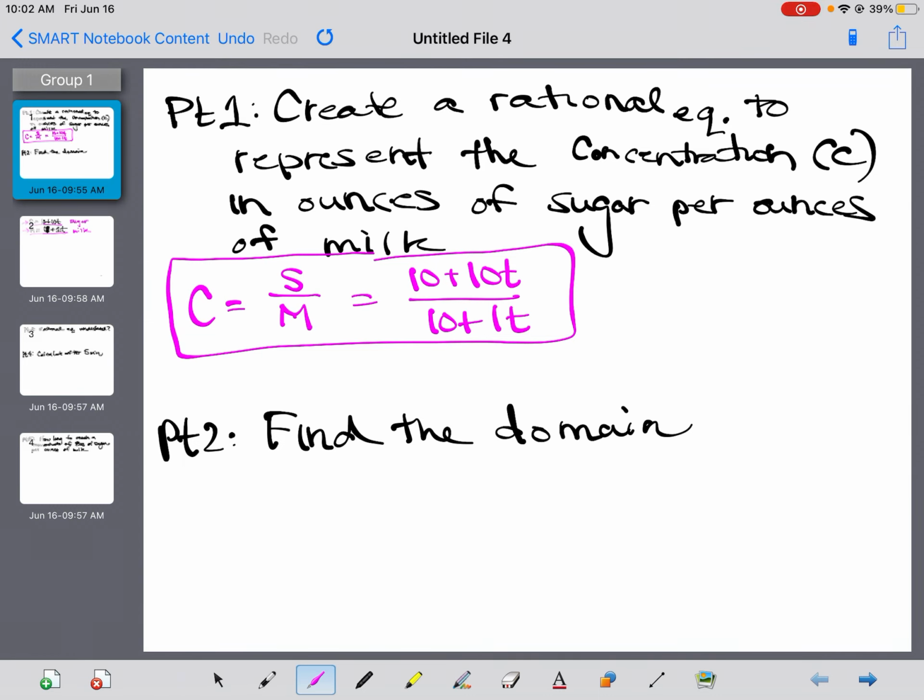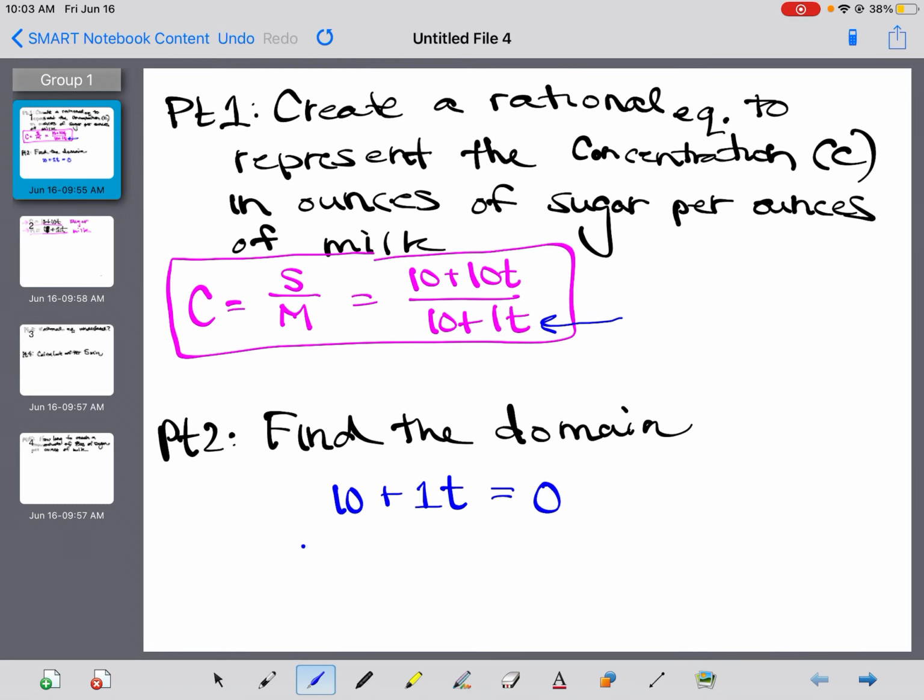Part 2: find the domain of the concentration equation. The domain is all values of t except those that make the denominator equal to 0, because we can't have 0 in the denominator. To see if there's any place where the denominator goes to 0, you take what you have in the denominator, 10 plus 1t, and set it equal to 0.